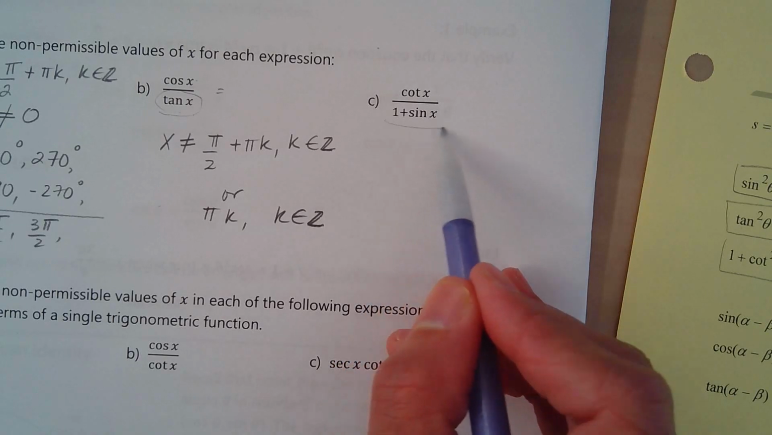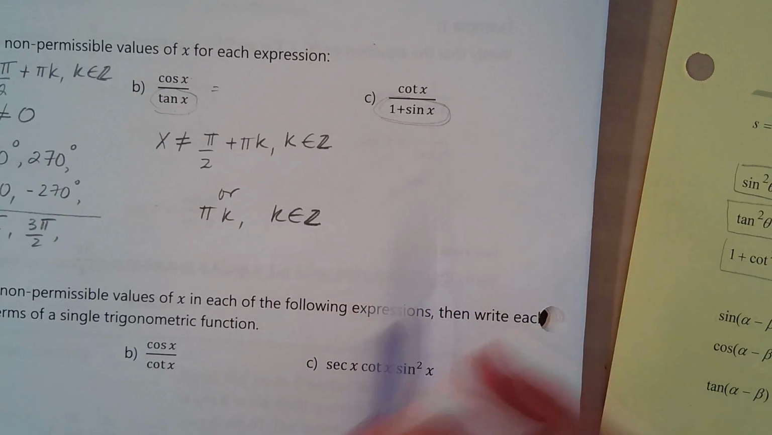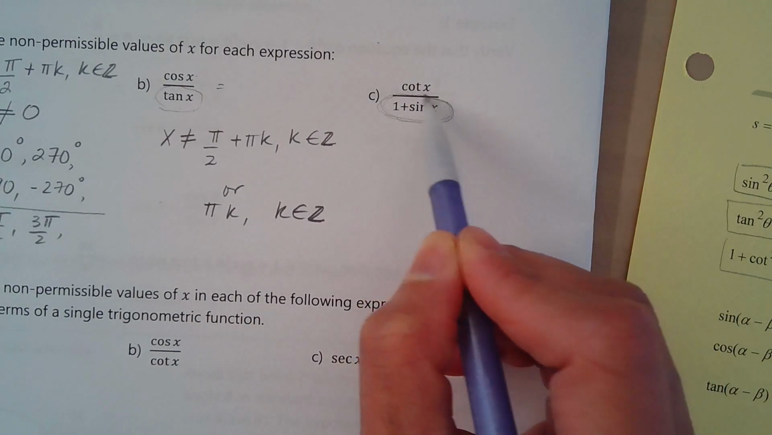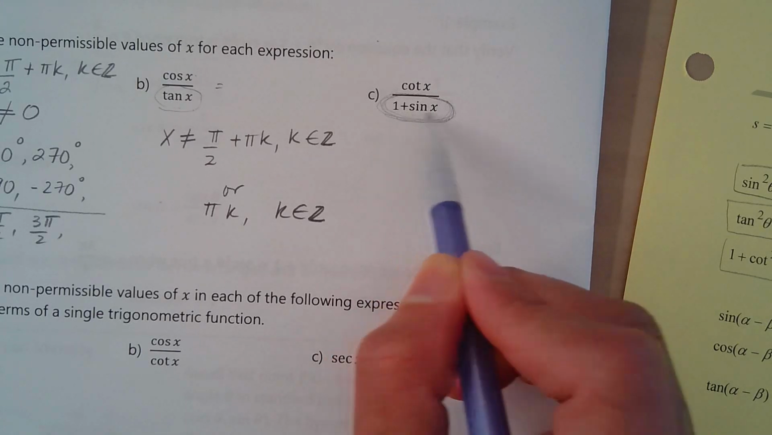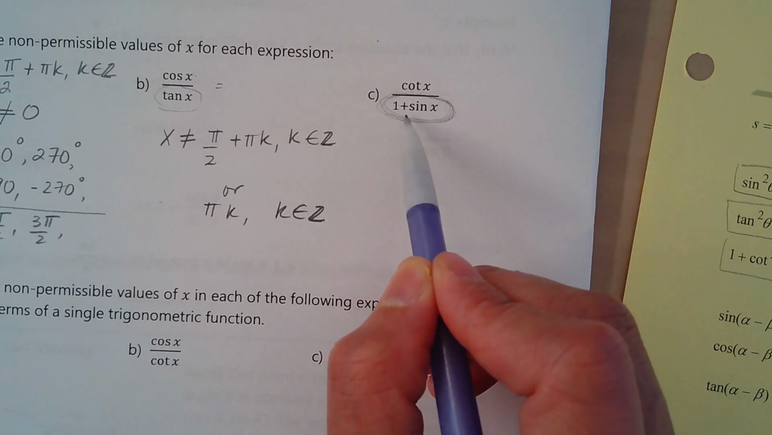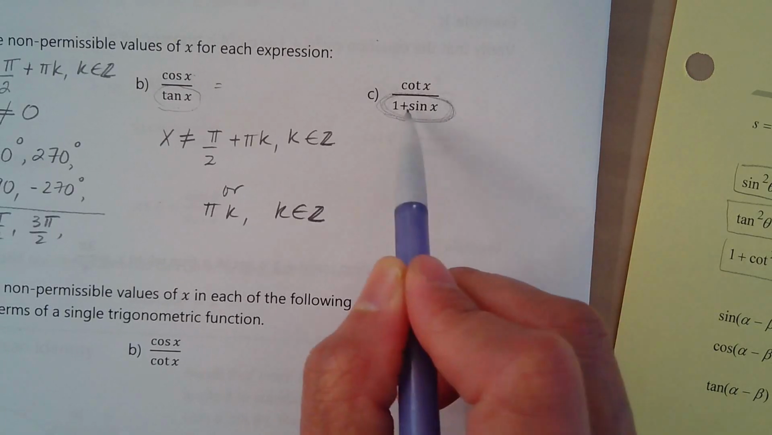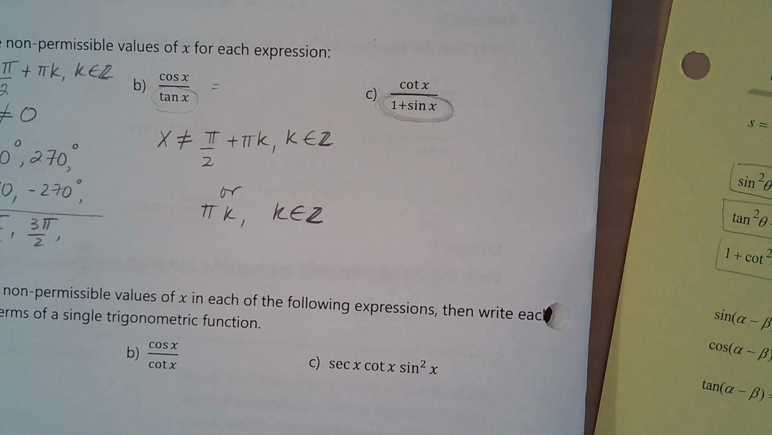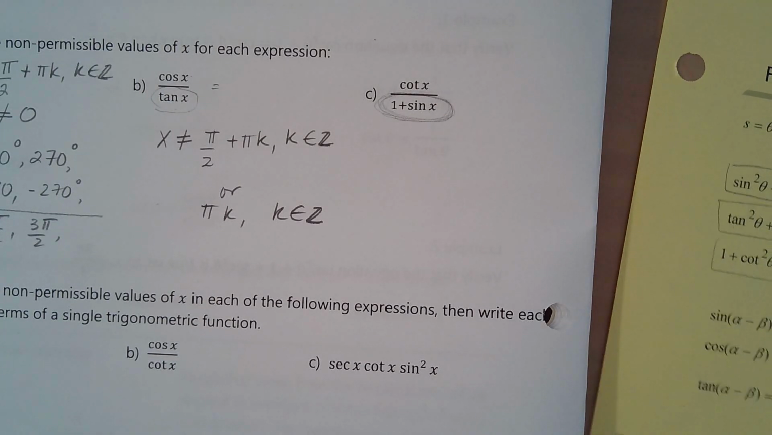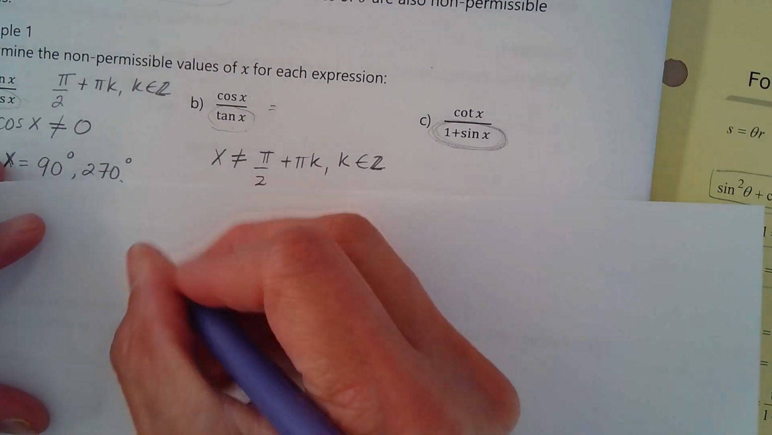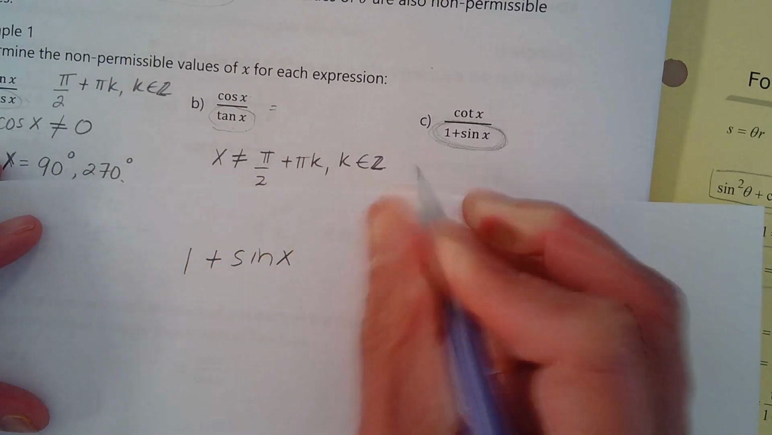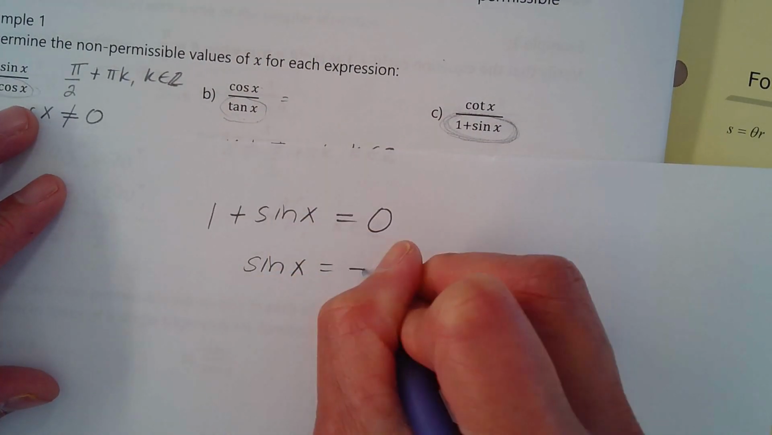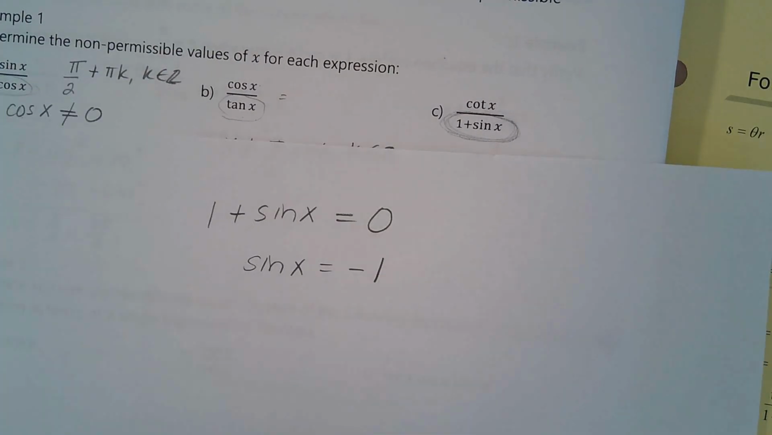Now let's take a look at this one. This one looks like the most obvious of all the denominators, right? This is the obvious denominator, 1 plus sine of x. What will make that denominator 0? Let's take a look. Where is 1 plus sine of x equal to 0? That's if sine of x equals -1. And now where is sine of x -1?